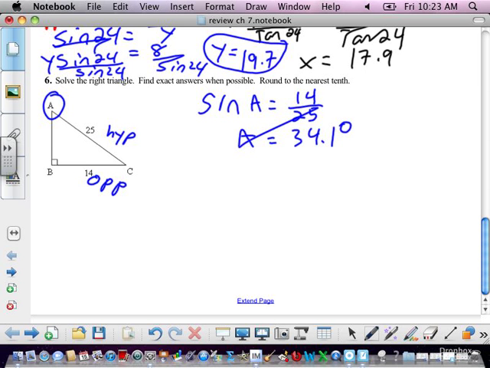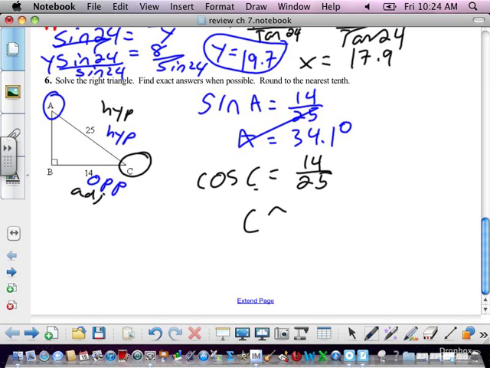Now let's look for C. Now what, 25 is still the what for C? What is 14 now for C? Adjacent. What uses adjacent and hypotenuse? Cosine. Good. Cosine of C equals adjacent over hypotenuse. So then we use the inverse, because again we're looking for an angle. And we get approximately 56 degrees.